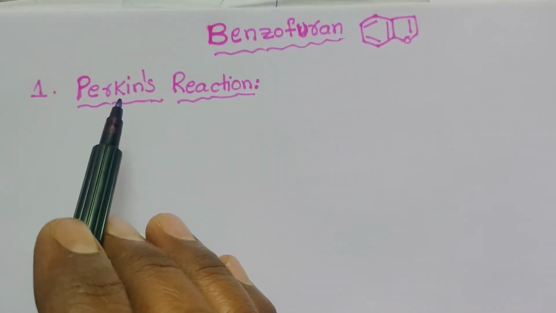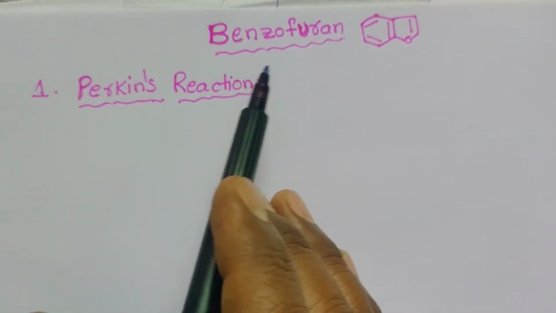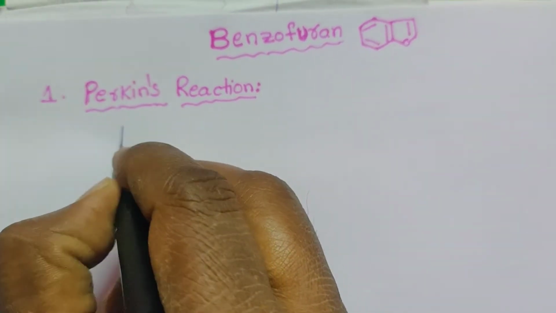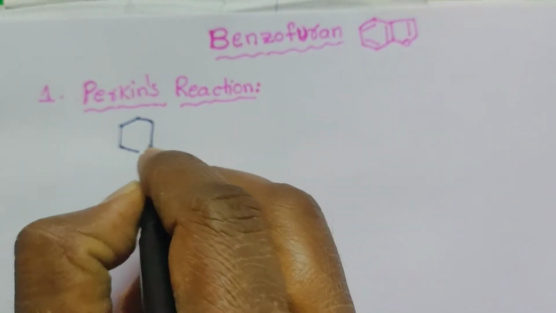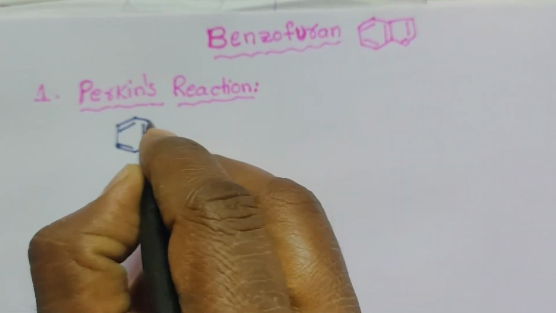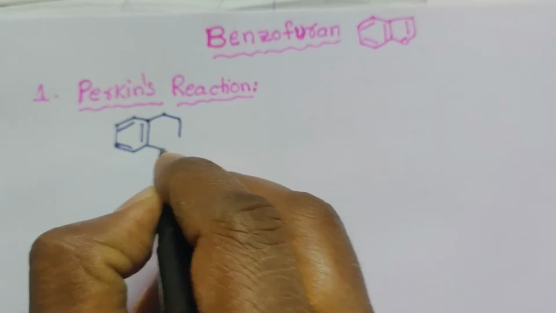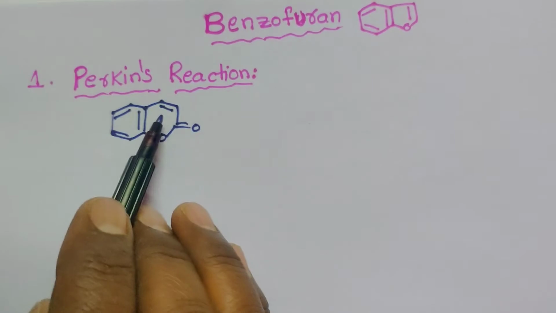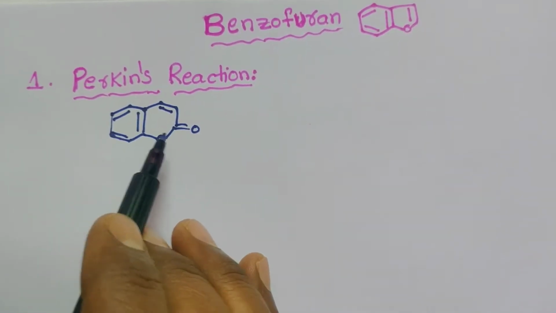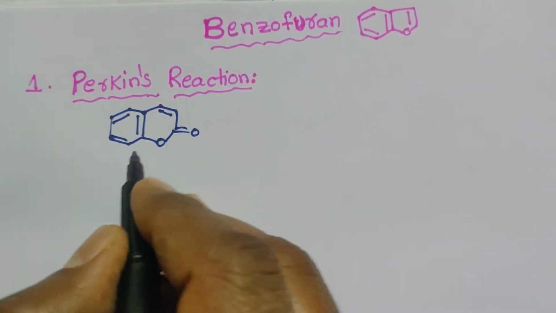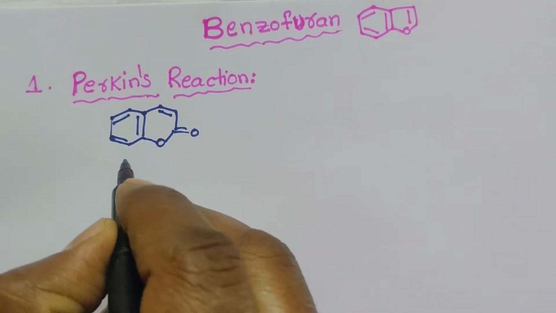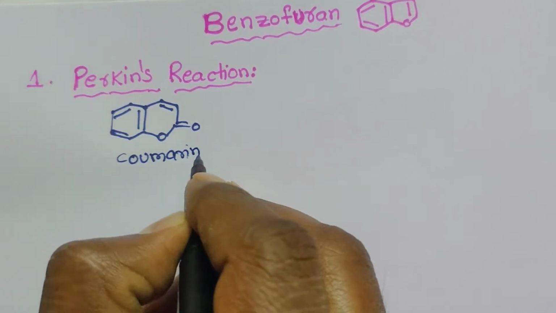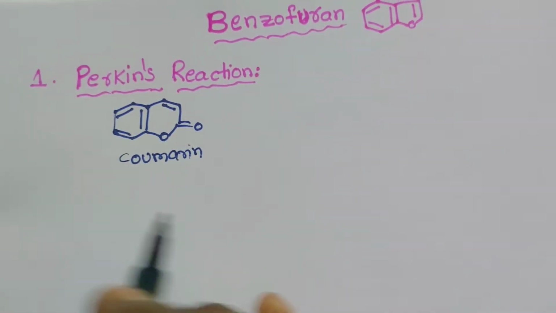First of all, we discuss the Perkin's method for the synthesis of the benzofuran. In Perkin's synthesis, the starting substance is coumarin. Coumarin structure is like this. So here one double bond is there and it is a cyclic ester. So we can say that coumarin is an unsaturated cyclic ester. Cyclic esters are generally called lactones.